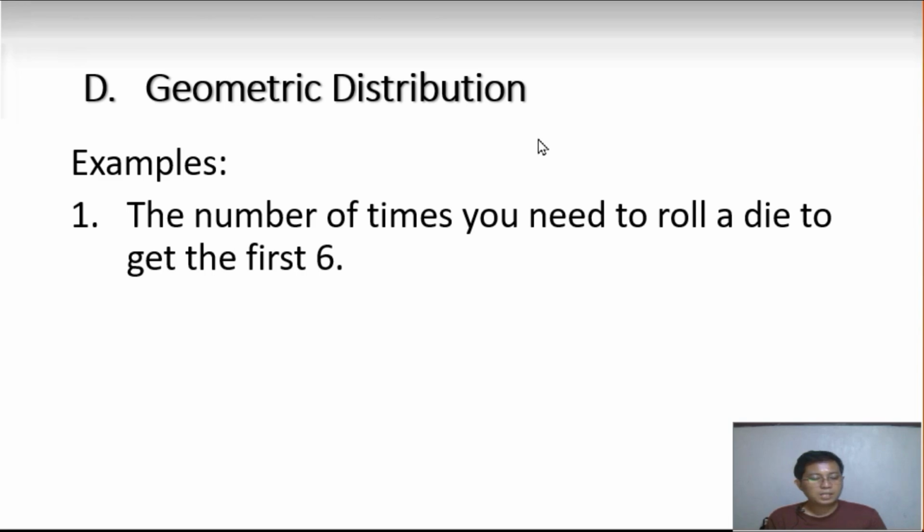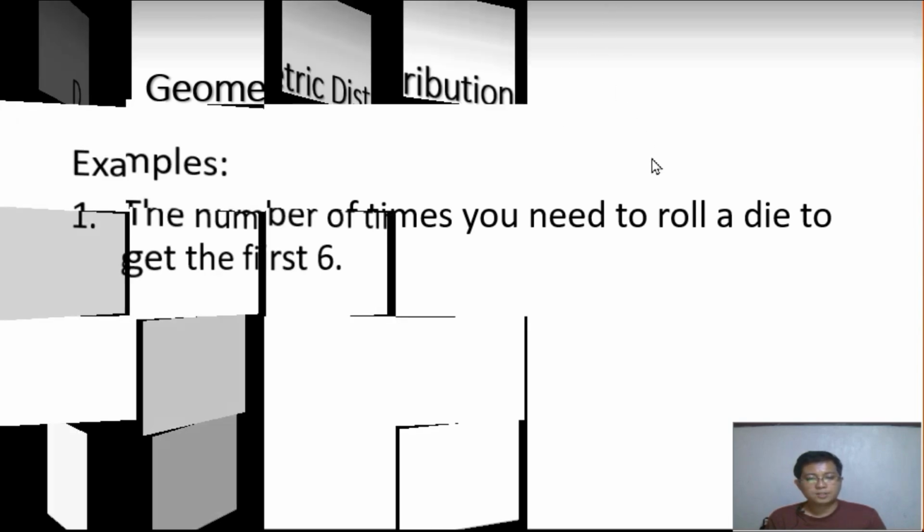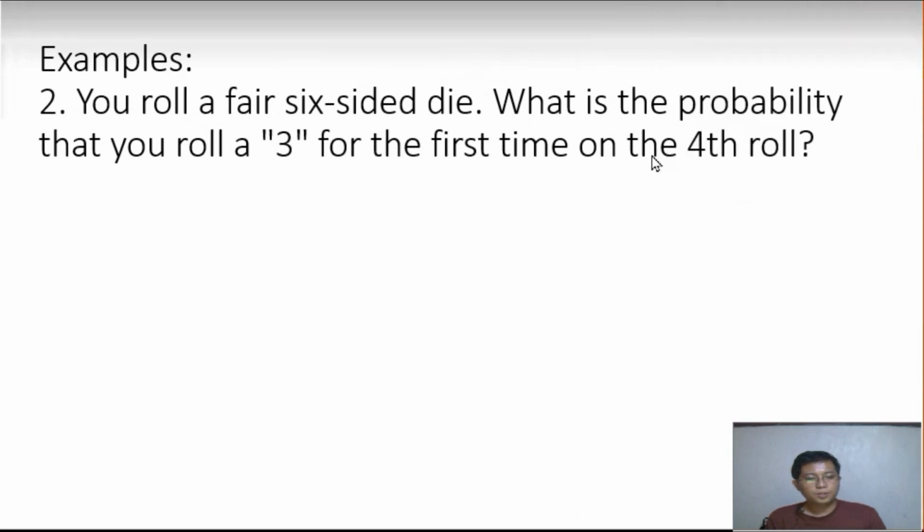Now let me provide you with some real-life examples with computations. You roll a fair 6-sided die. What is the probability that you roll a 3 for the first time on the 4th roll? Here we need to identify the values of p and k. What is the value of p in this case? If your answer is 1/6, you are correct.